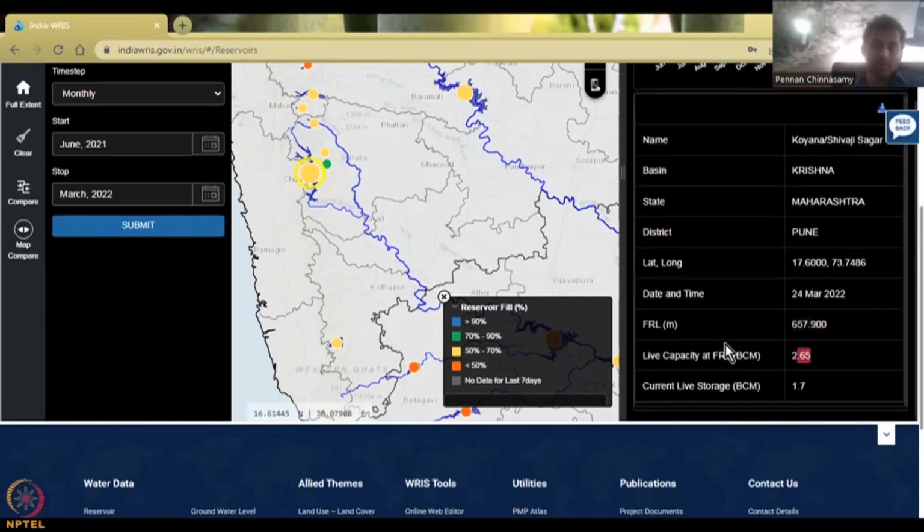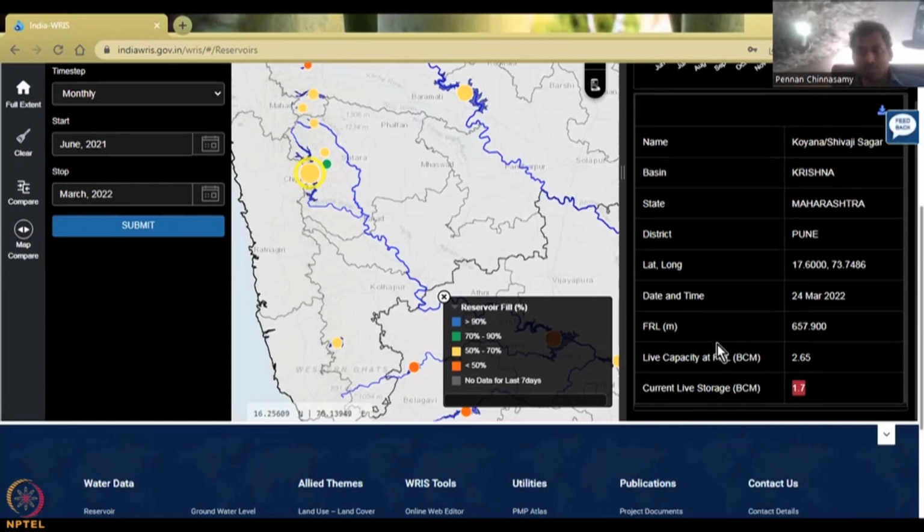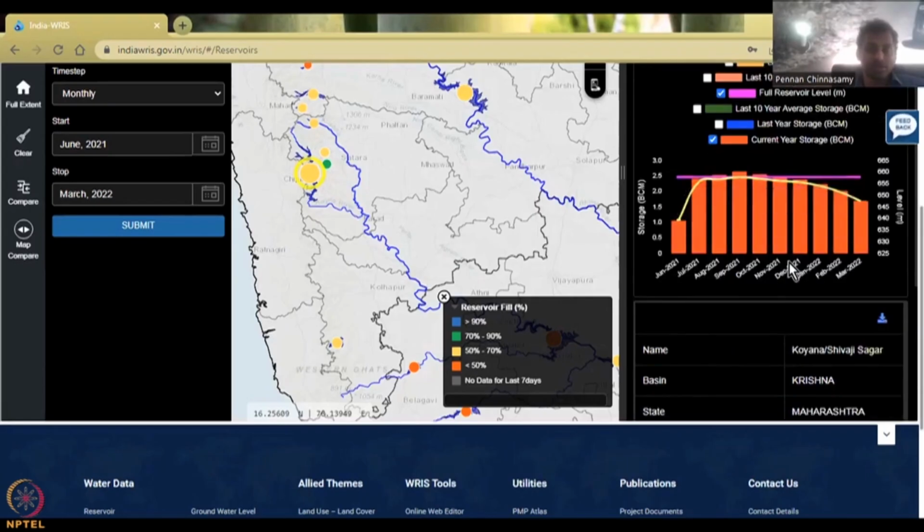So the live capacity is around 2.65 billion cubic meters, and the current storage is 1.7 of the total. For example, 2.67 billion cubic meters is the total volume of the dam, of which the current storage is 1.7. There is still some percentage. That's what 60% is, right? So we do have some percentage.